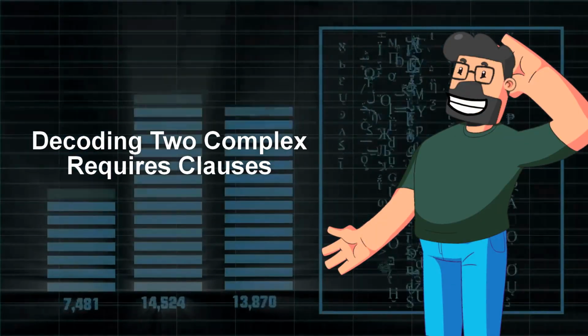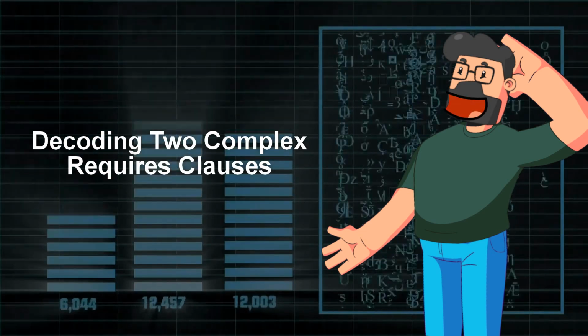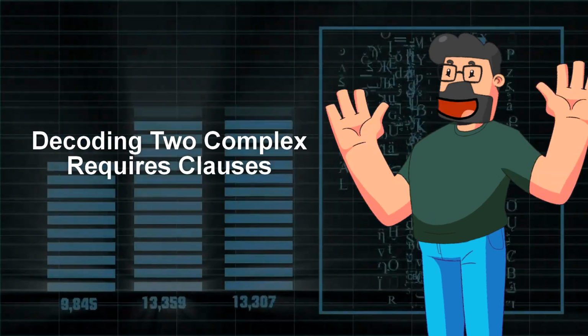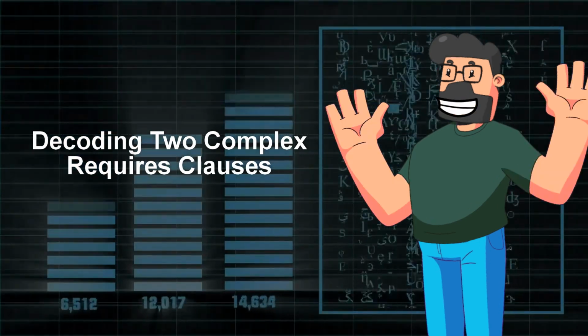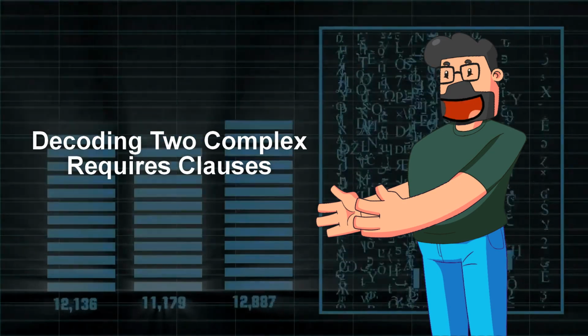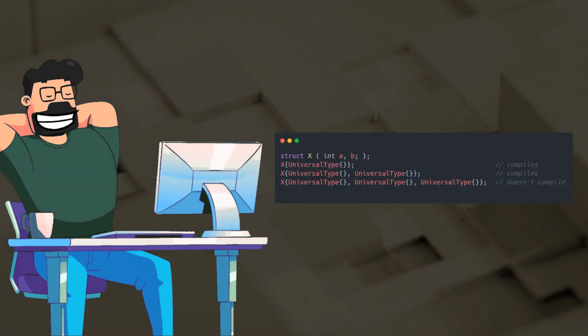Today's problem revolves around understanding how to count the number of members in a class using a clever method involving constexpr and requires expressions. The problem we're tackling here is quite intriguing, especially when it comes to deciphering the intricate logic behind the requires clauses in the code snippet provided. Now, let's get into the solution to this problem.